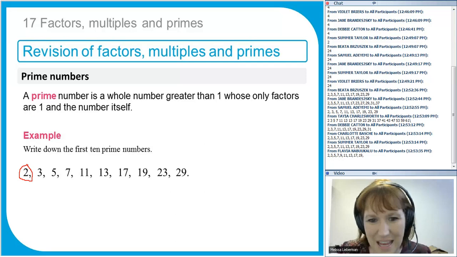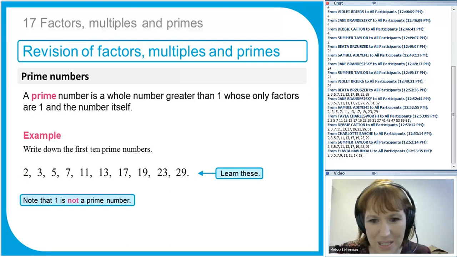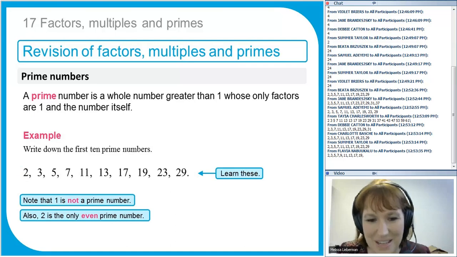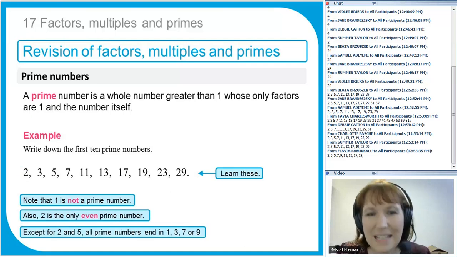Perfect. And if you continue on, I think we've got 31. In fact, I've got a diagram here. 1 is not a prime number, 2 is the only even prime number, and except for 2 and 5, all prime numbers end in a 1, 3, 7, or 9. But some numbers look as if they're probably prime, but they're not. 91, for example, looks like a prime number, but it's not. I can't remember what it is.